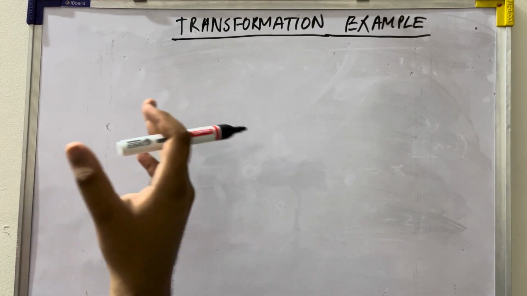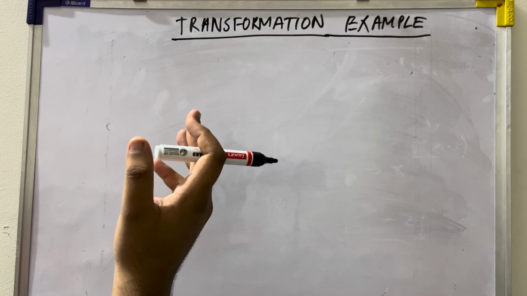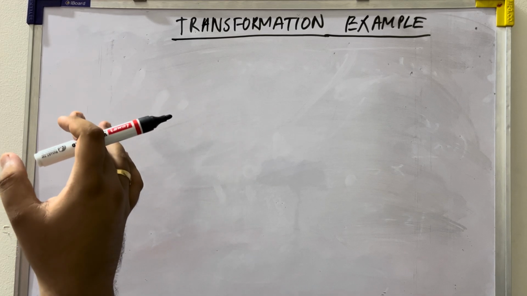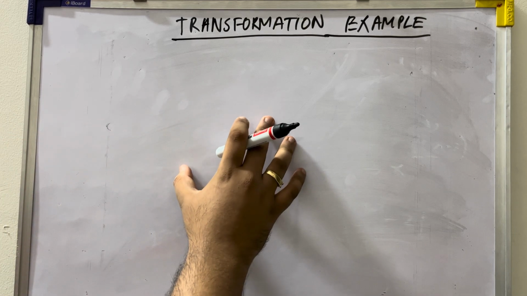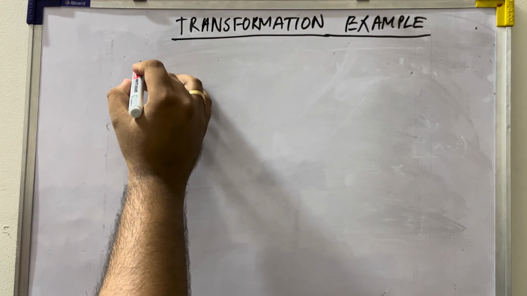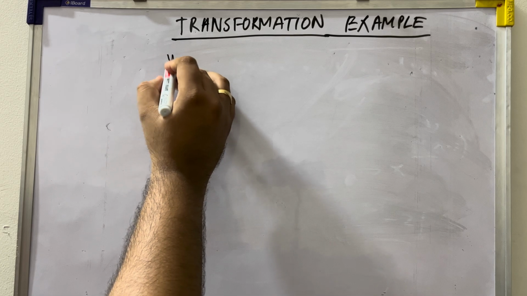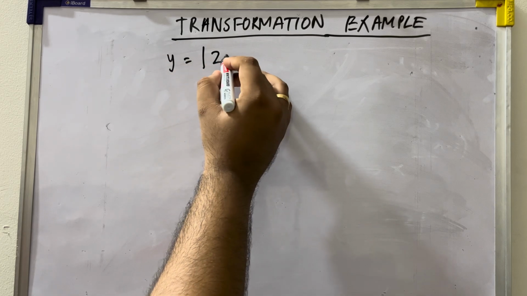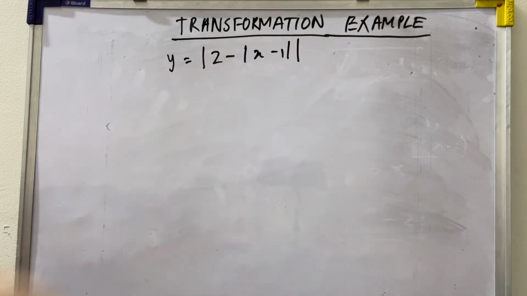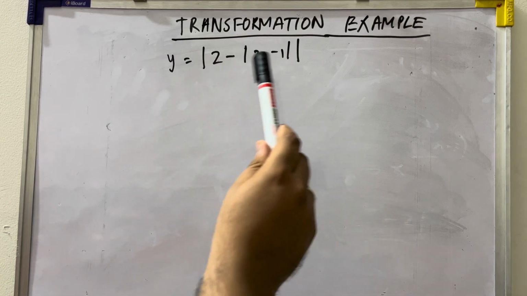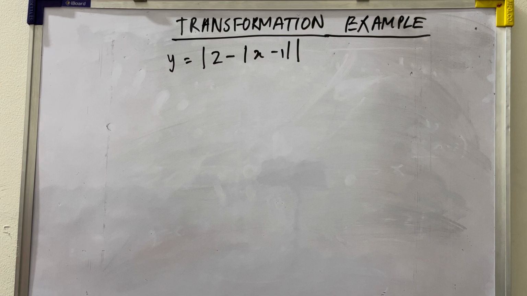Today also we will be seeing a few examples of transforming graphs. If you have not watched the earlier 3 videos, at least they are very useful for today's lecture. So the first question that we will be seeing is, draw the graph of y is equal to |2 - |x - 1||. This is the graph that you have to draw. It looks very complex, but if you follow the transformation theorems, it will be very easy for you to solve this.